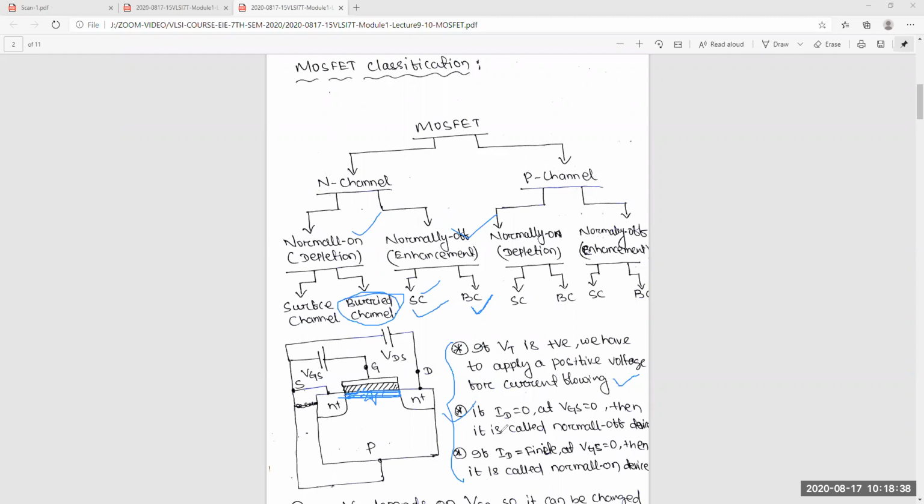For this N channel, if ID is equal to 0 at VGS equal to 0, then it's called a normally off device. If ID is finite, non-zero, meaning some ID is there at VGS equal to 0, then it is called a normally on device, that is the depletion mode device. Got it or not?